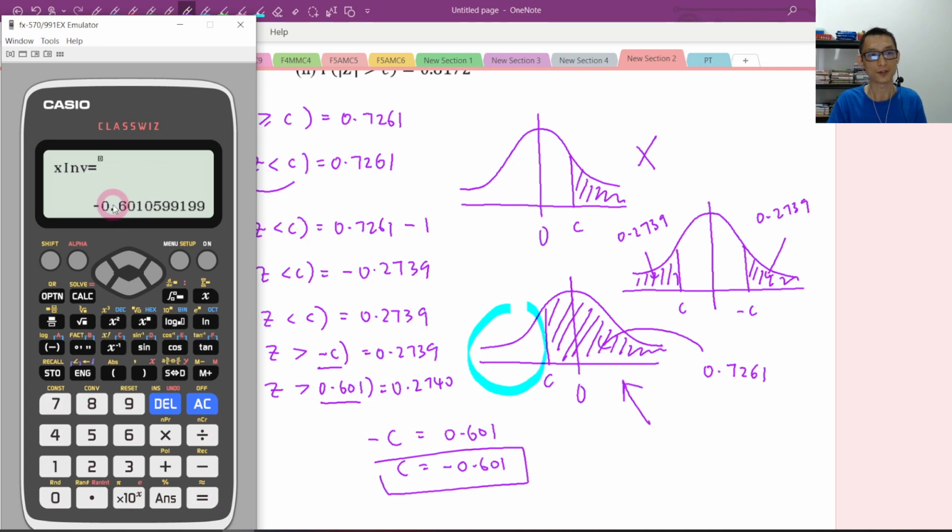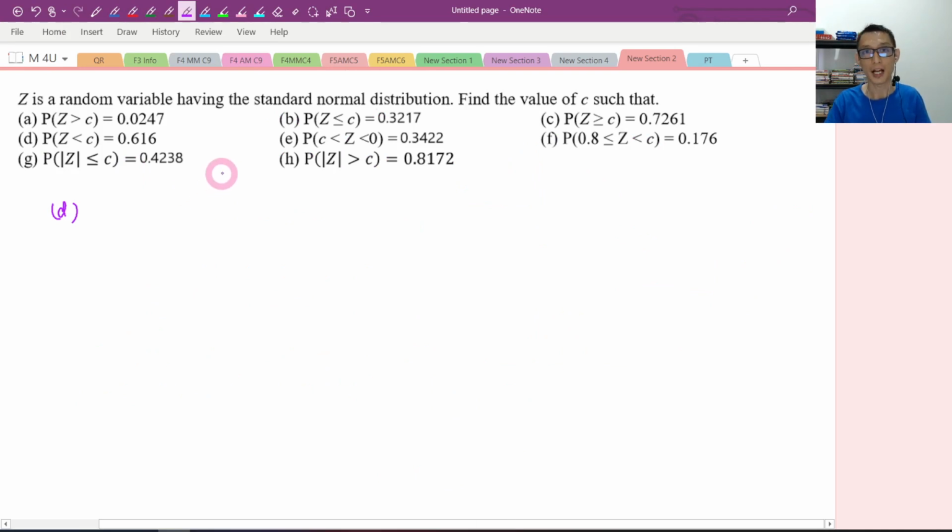Okay, negative 0.601, correct. This is our answer. For this part D, I will show you how to use the calculator to check the answer, or you can try to follow along with me as well, and I let you try yourself. Okay, now the diagram will be like this. This is very important. You need to know on the left hand side or right hand side. When you look at this, this is more than 0.5 and this is less than.